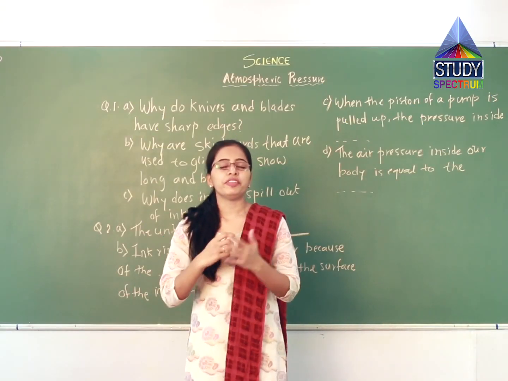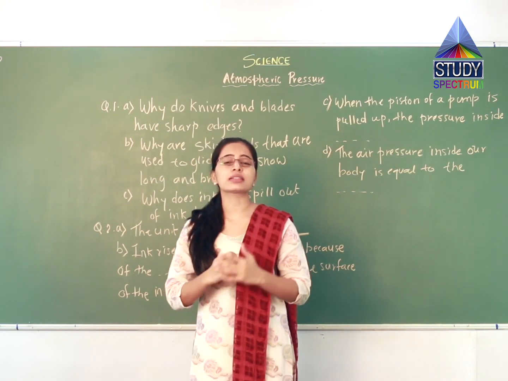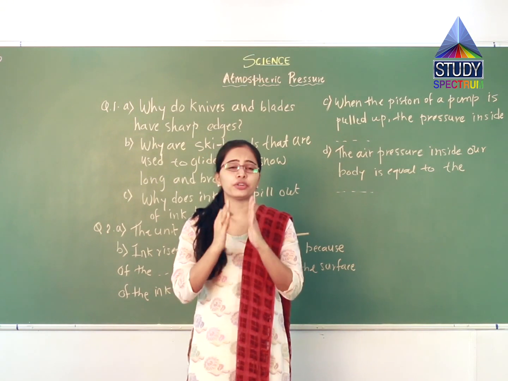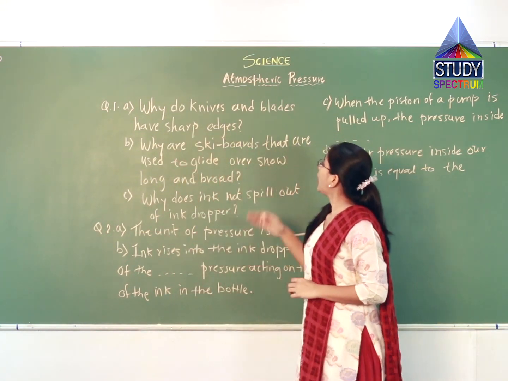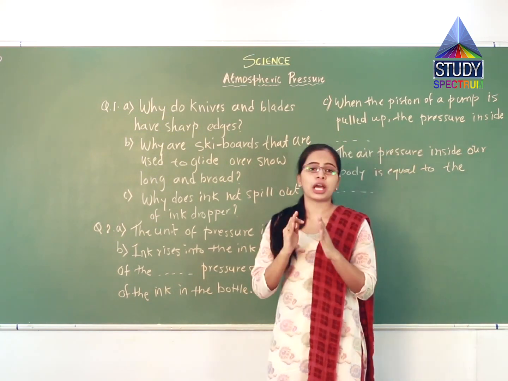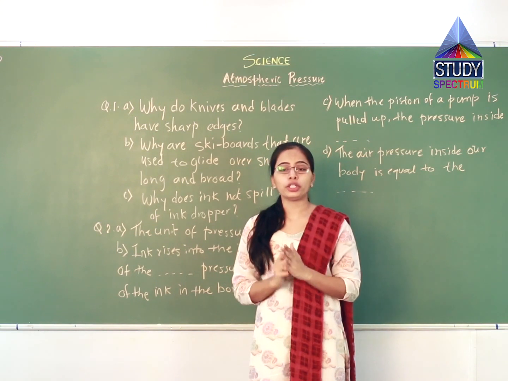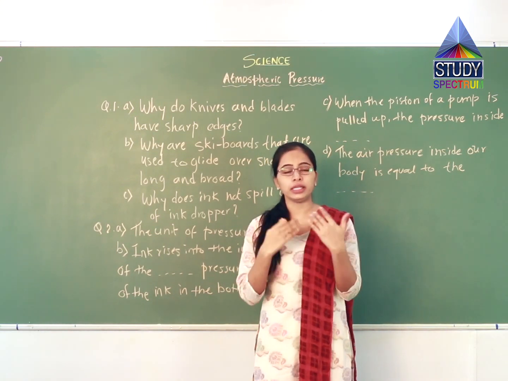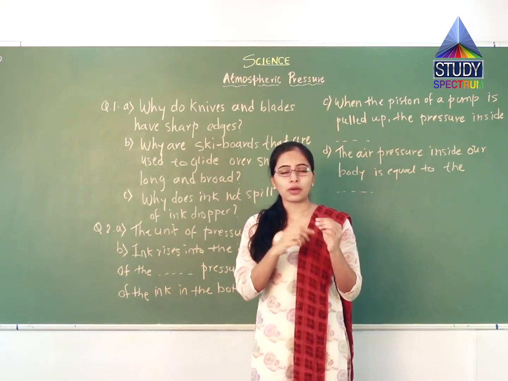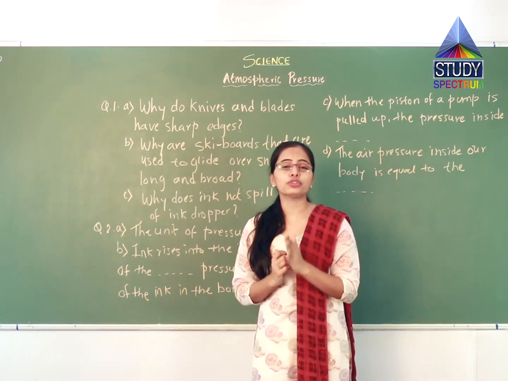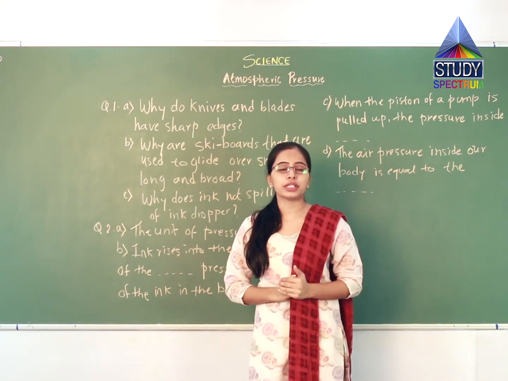Now we will solve the exercise. In the exercise, the first question is: answer the following. Your first question is, why do knives and blades have sharp edges? So this is very simple. In order to cut the vegetables properly, the knives and blades have sharp edges, but you have to answer it properly in proper words. So here I am dictating the answer.